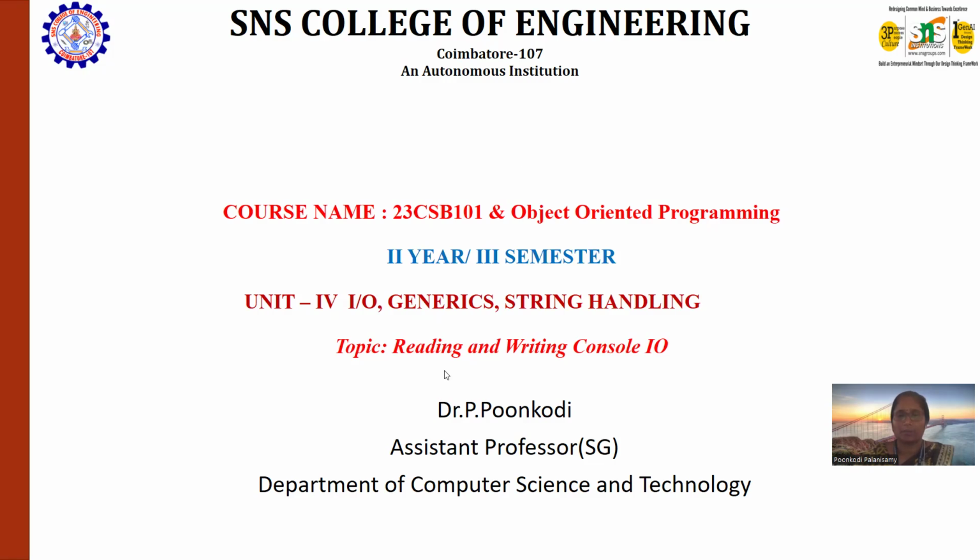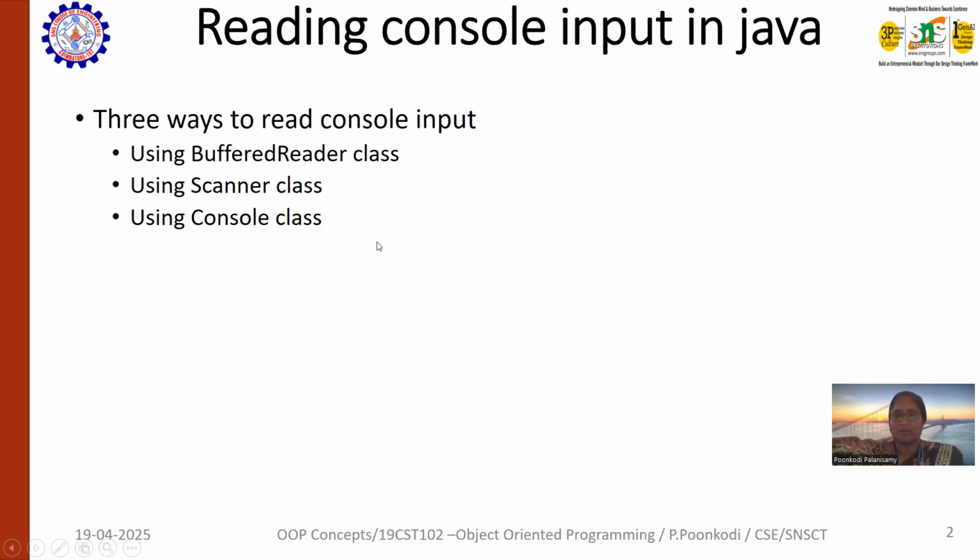Here we are going to see how the reading and writing operations take place in the console itself. That is nothing but that black screen. That is what we are going to discuss in this video. In three ways, we can perform the reading operation in the console. For that, we can use three types of classes. First one is the BufferedReader class, the second one is the Scanner class, and the third one is the Console class.